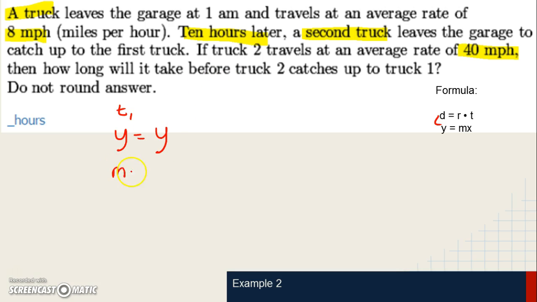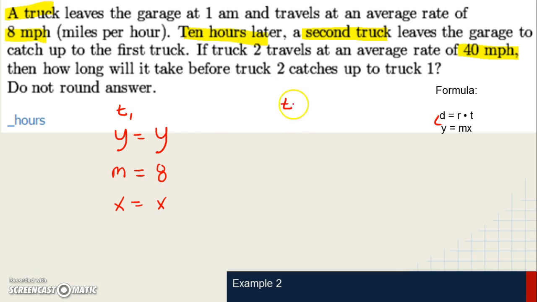What do we know about the slope or the rate? Well, it tells us right here that we know they're going 8 miles an hour. And then what do we know about the time? It doesn't tell us anything about the time for truck 1. It tells us what time they leave, but it doesn't tell us how long he's gone. And that's the time that we're looking for. So we'll just leave x as x.